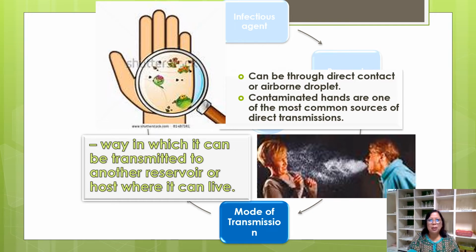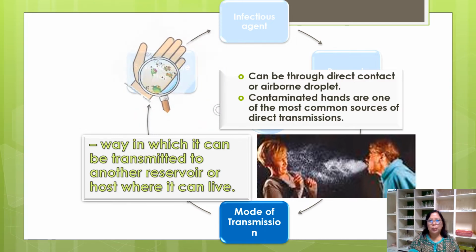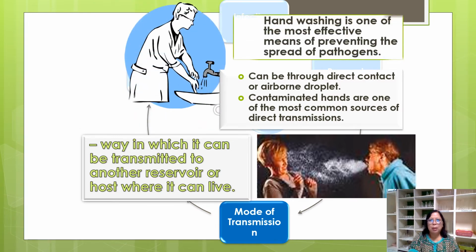Still, one of the best practices is frequent washing of hands for a minute or two, and also the use of rubbing alcohol to decontaminate all these things. So far, hand washing is one of the most effective means of preventing the spread of pathogens, both at home and in school. More so in the hospital.